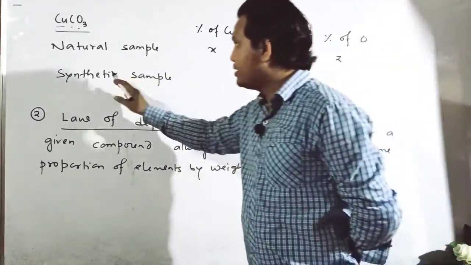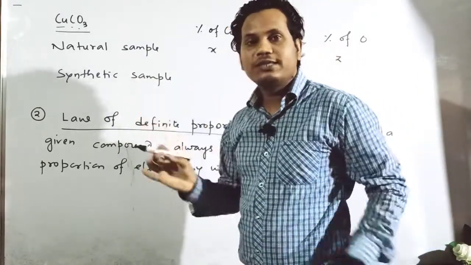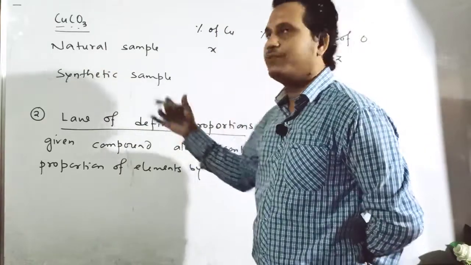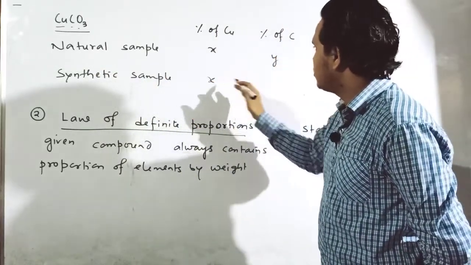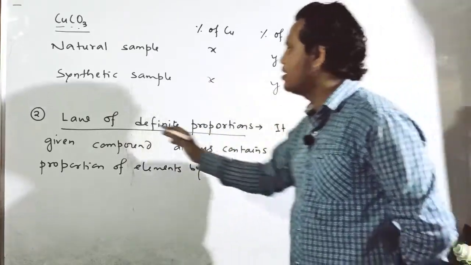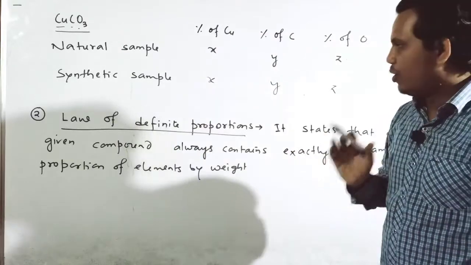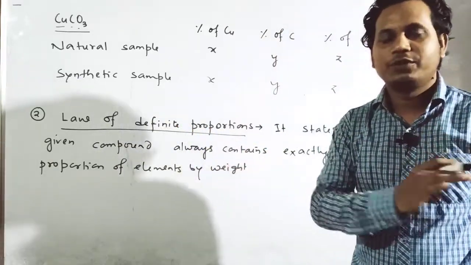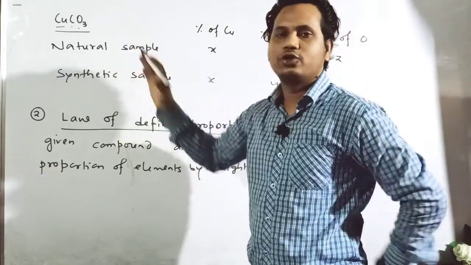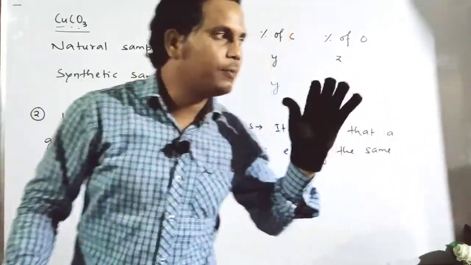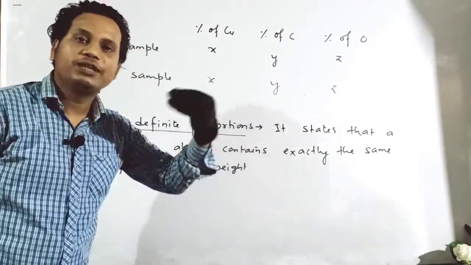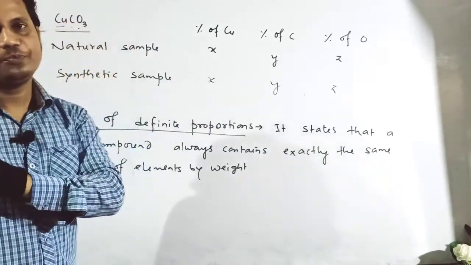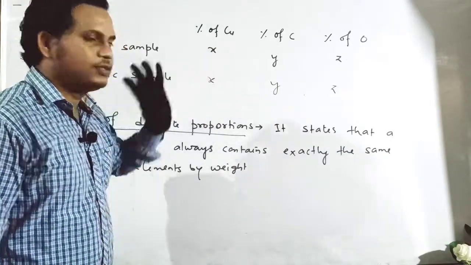If you take the synthetic sample, meaning we have artificially prepared copper carbonate, whether it is natural or synthetic, the percentage of the element will be the same, and this is the law of definite proportion. The law of definite proportion means a given compound has a definite proportion of elements by mass. Whether the compound is prepared artificially or has natural origin, no matter, the percentage of element by mass will be the same.